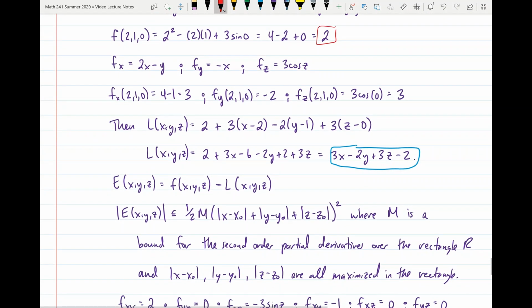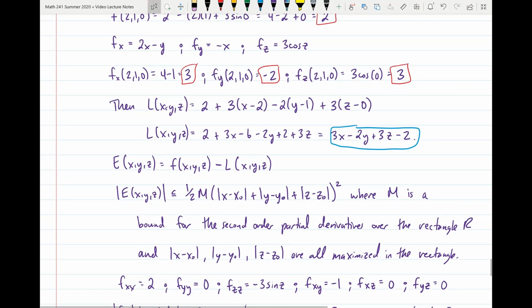We're just taking the partial derivatives of a function f. And now we can take the point 2, 1, 0 and plug it into each of these partial derivatives. When we plug into f sub x, we get 3. When we plug into f sub y, we get minus 2. And when we plug into z, we again get 3.